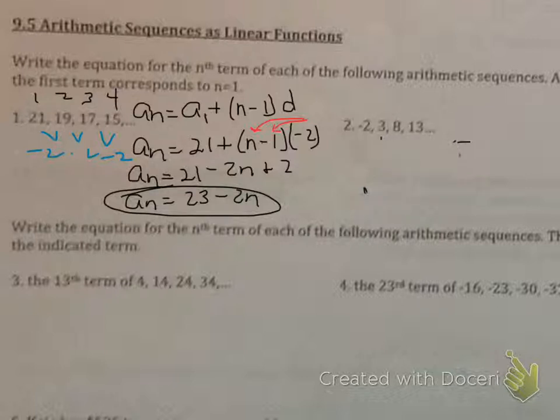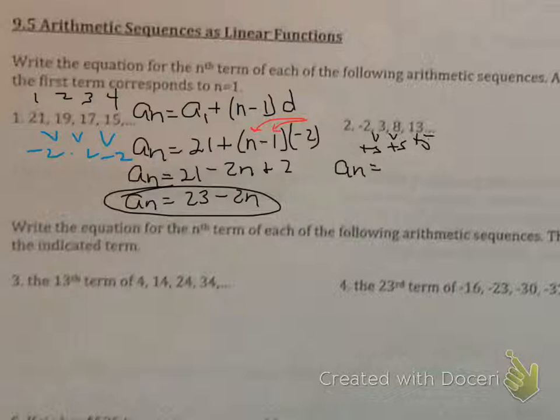So I'm going to put a plus, oh, wrong one, sorry. This is going to be plus 5, this is plus 5, and this is plus 5 right there. All right, so we use the same equation.